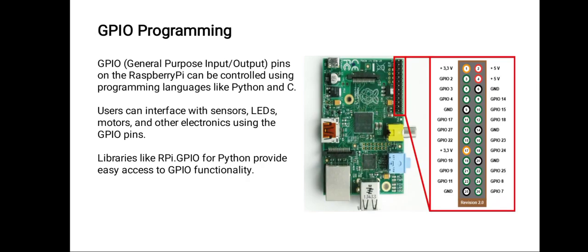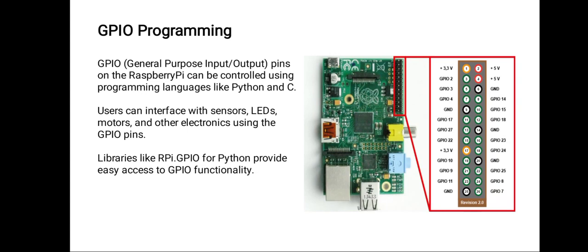And then we move to GPIO programming. GPIO is the abbreviation for general purpose input and output. The pins on the Raspberry Pi can be controlled using programming languages like Python and C, where users can interface with sensors, LEDs, motors, and other electronics using the GPIO pins.